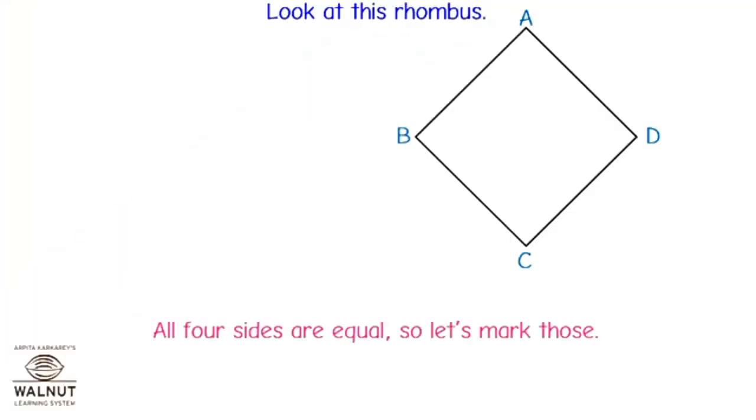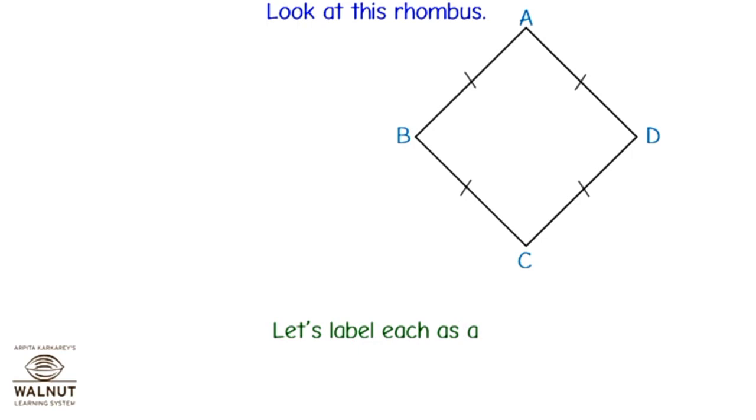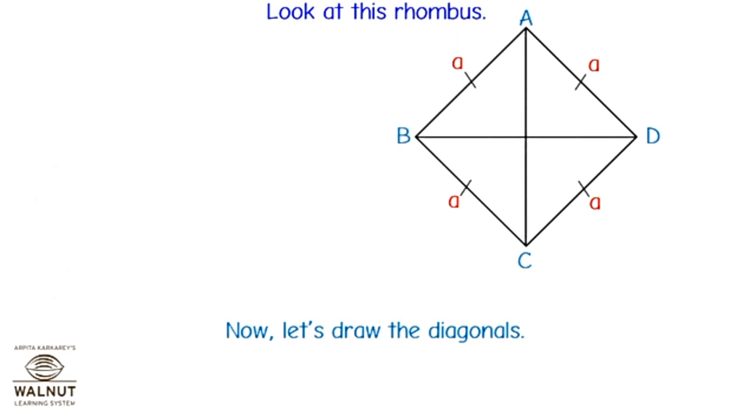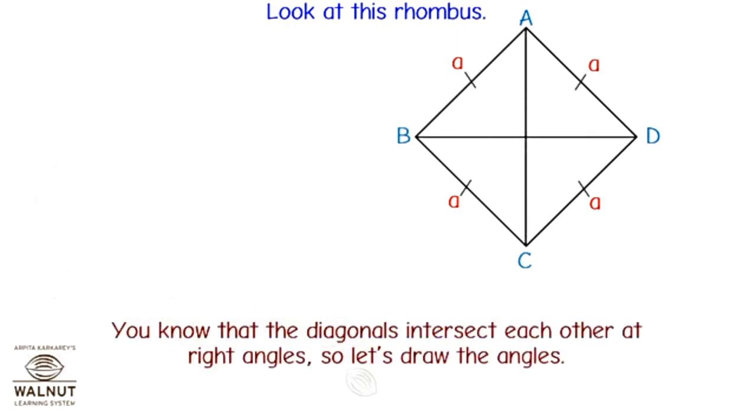Find the area of rhombus. Look at this rhombus ABCD. As all the four sides are equal, let us mark those as A. As all the sides are equal, they'll have the same name A. We know that the diagonals intersect each other at right angles in a rhombus.